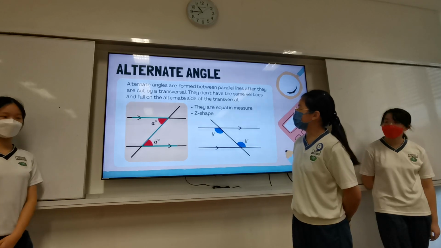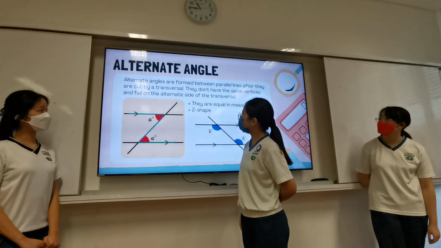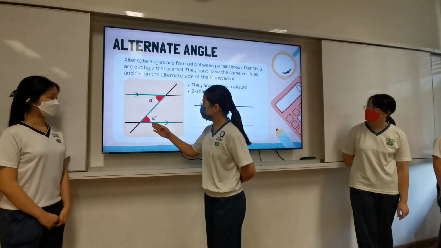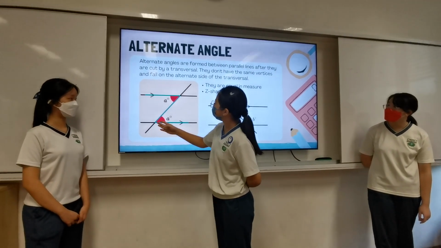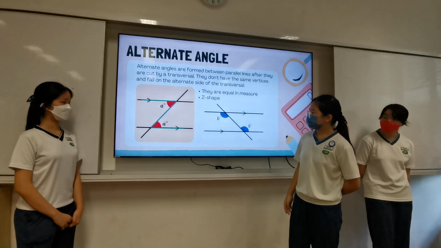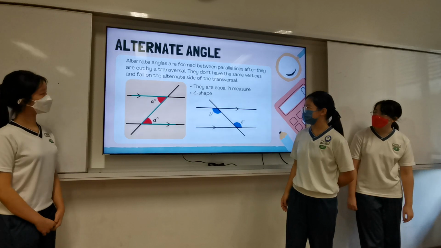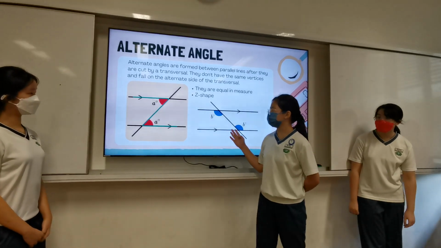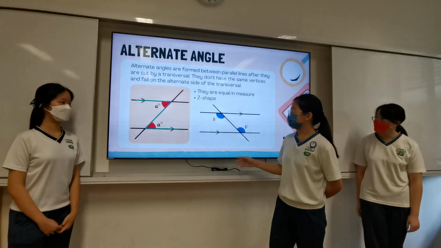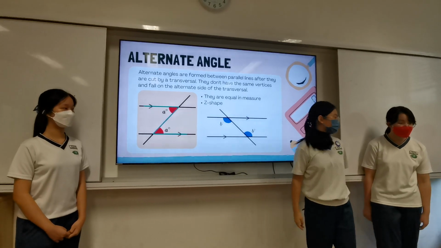So this is an alternate angle. They don't have the same vertices and fall on the alternate sides of the transversal. For this one, this angle has these vertices and the other has these vertices, which are not the same. They are equally measured, and if you want to find an alternate angle, look for the Z shape. In the two pictures shown, this one is an acute angle and one is an obtuse angle, but both are alternate angles.